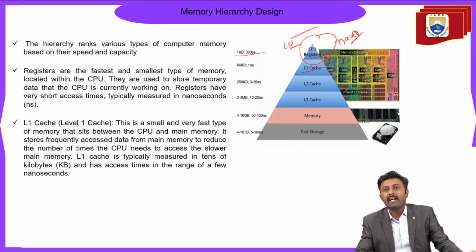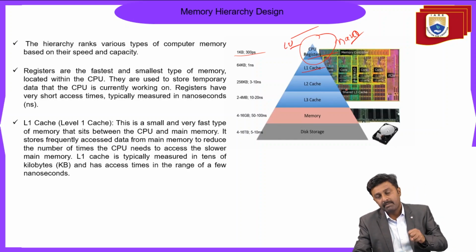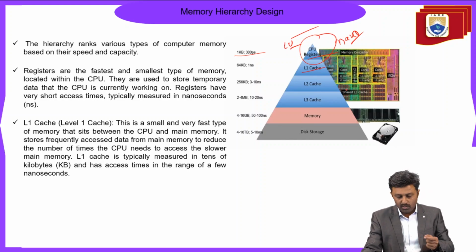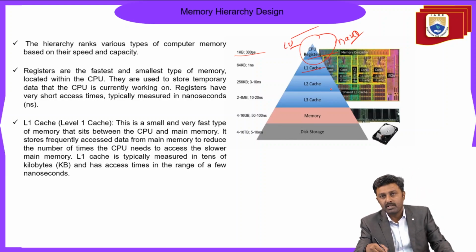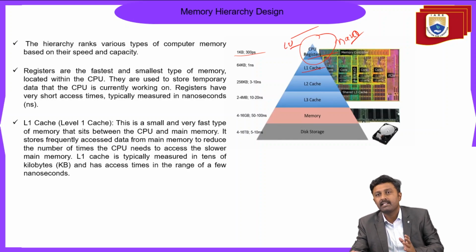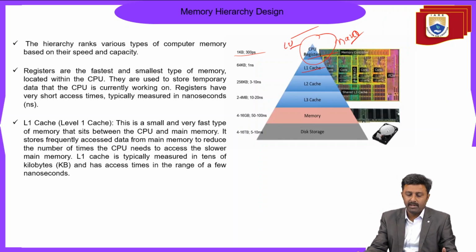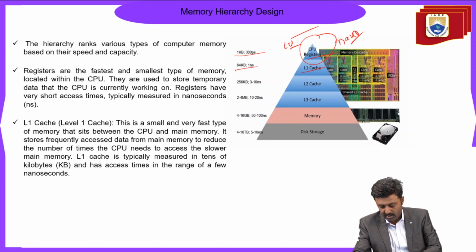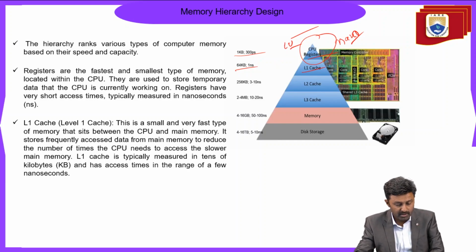It stores frequently accessed data from the main memory to reduce the number of times the CPU needs to access the slower main memory. So instead of the CPU taking the data from the main memory each time, the instructions and data will be taken from the L1 cache for execution. The L1 cache is typically measured in tens of kilobytes. It is very fast, about 64 KB, with 1 nanosecond of access time.